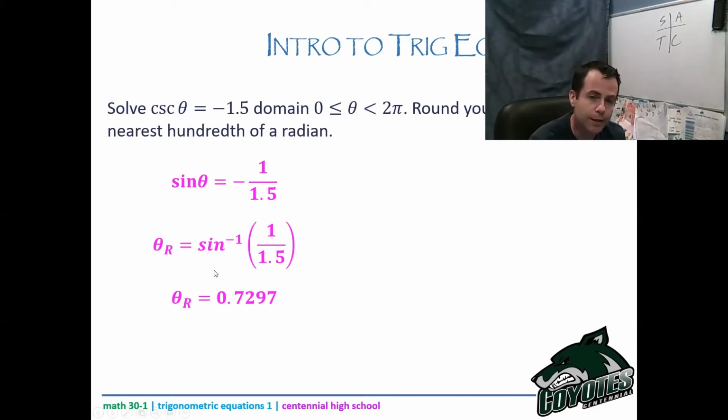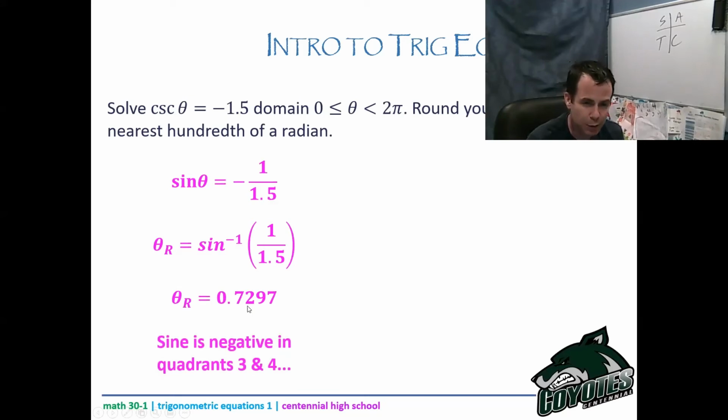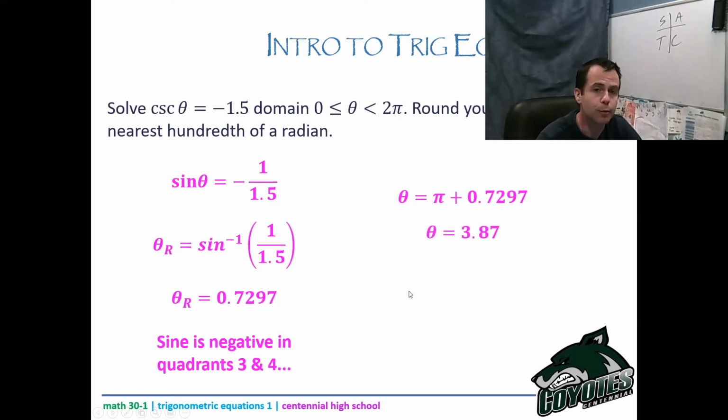Now that I know the reference angle, I think, okay, my sine ratio is negative. Where is sine negative? Sine is negative in quadrants 3 and 4. So I need to apply that reference angle to quadrant 3 and to quadrant 4. In order to apply it to quadrant 3, I'm going to have to go pi plus my reference angle. And in order to apply it to quadrant 4, I'm going to have to go 2 pi minus my reference angle. So one answer is pi plus the reference angle, which ends up being 3.87 when I round it to the nearest hundredth. And the other one was 2 pi minus my reference angle, which ends up being 5.55.